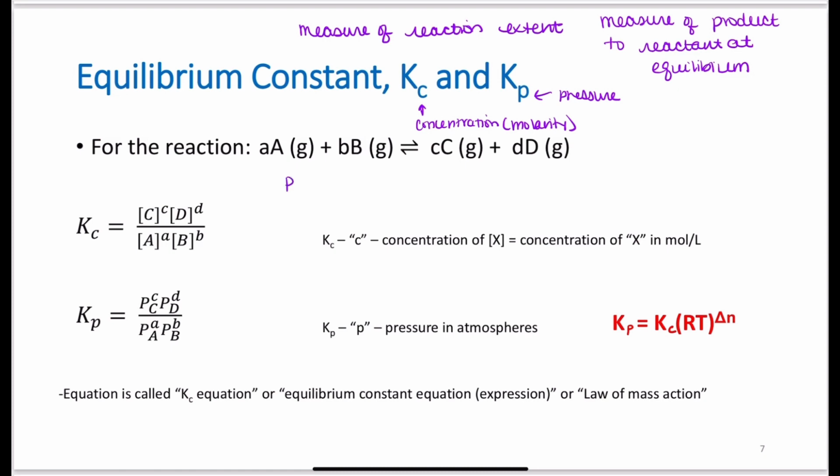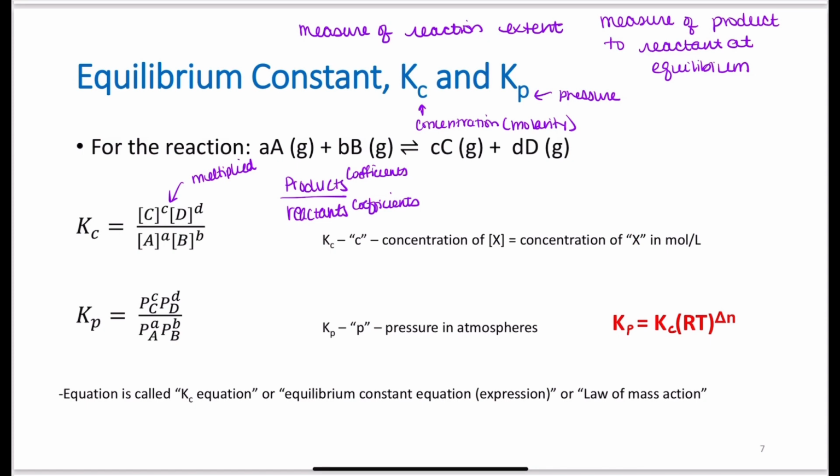It is products over reactants raised to their coefficients. And notice the values are multiplied here, not added. So don't add them together. Please multiply them. Kc, the C stands for concentration of X. What is X? Whatever you're looking for. The concentration of X in moles per liter.